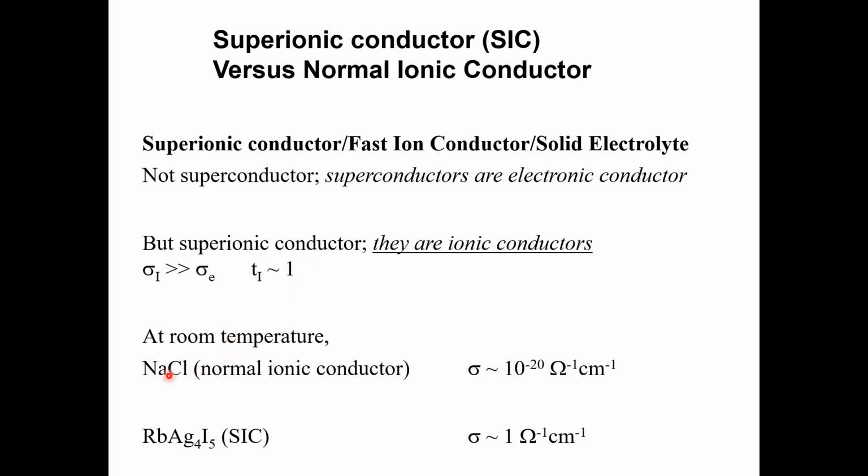If we do some comparison at room temperature, for example, a normal ionic conductor like sodium chloride has a conductivity of the order of 10 to the negative 20 Siemens per centimeter. On the other hand, rubidium silver iodide, which is a superionic conductor, has an ionic conductivity of the order of 1 Siemens per centimeter. It's a huge difference. You can see that this group of materials, compared to normal ionic conductors, deserves special attention.